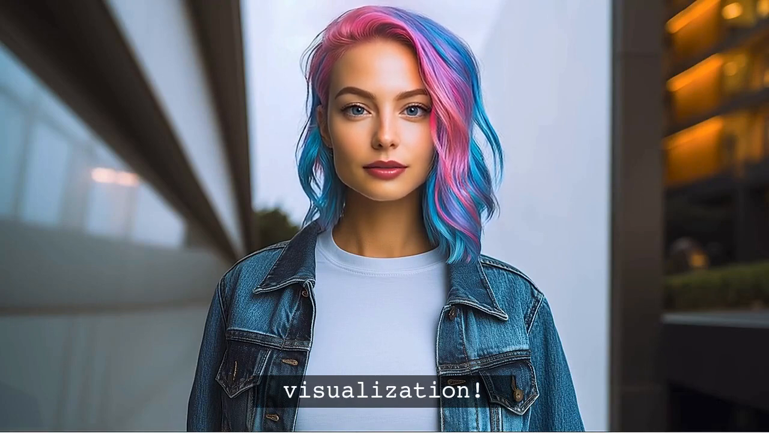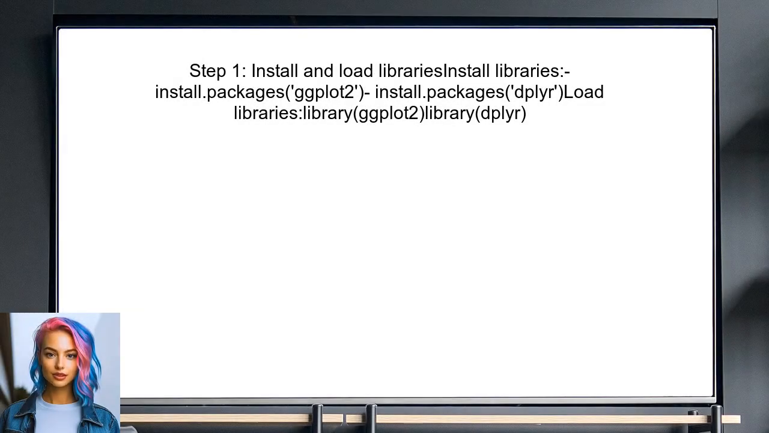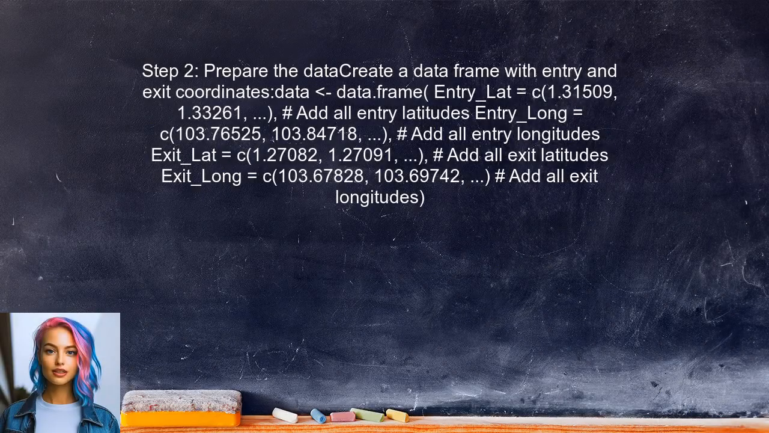To begin creating a flow map in R, the user should first install and load the necessary libraries. The primary libraries needed are ggplot2 for plotting and dplyr for data manipulation. Next, the user needs to prepare their data. This involves creating a data frame that includes the entry and exit latitude and longitude coordinates. The user should ensure that the data is structured correctly.